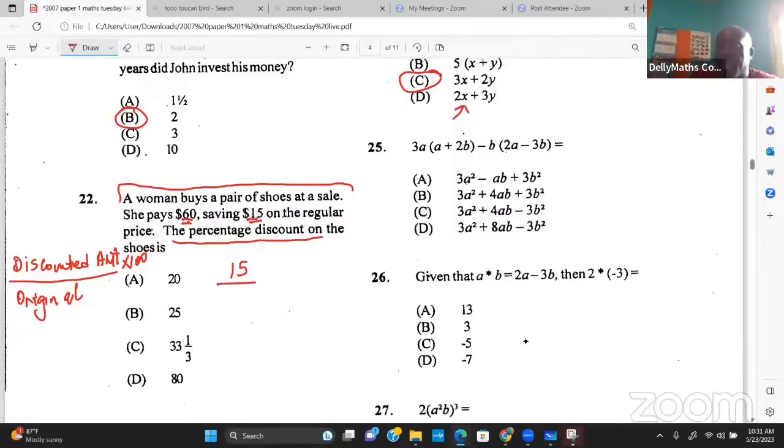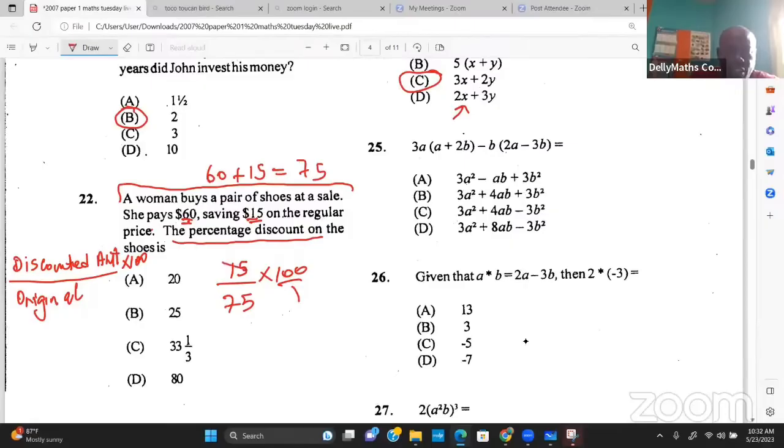She pays 60, saving that. So in other words, go back to what she really saw the thing for. She saw it for $75. They took off 15 and sold it to her for 60. That's what the question is saying. We want to interpret that to understand, and then you can just turn this into a percentage if you want. It's a quick thing to do right there.